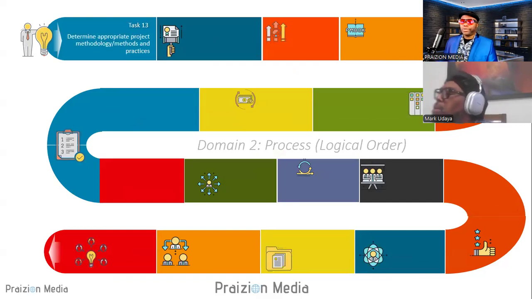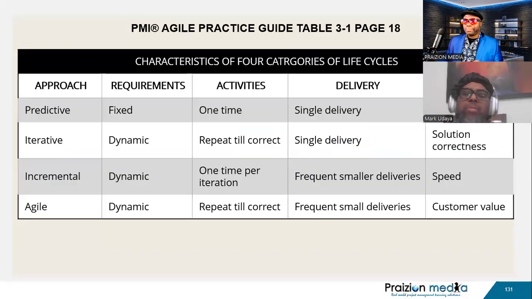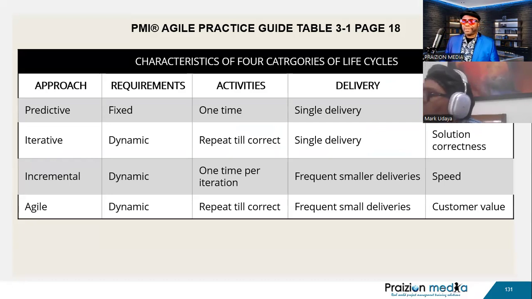The very first thing you could think about is actually task 13. When do I use agile? When do I use predictive? When do I use hybrid? Right here. Number one, know your Stacey model and be able to explain it. And then number two, put a layer of better understanding of predictive, iterative, incremental, and agile. Predictive and iterative, single delivery. Incremental and agile, frequent deliveries.